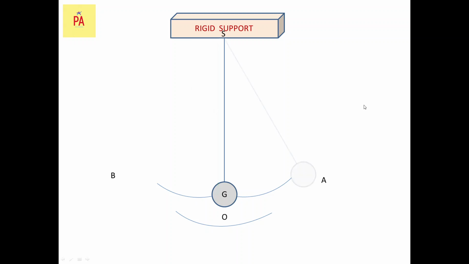Now, if it moves to the right side, that is A, that is the maximum displacement from position O to A. So this is your amplitude. That means the maximum displacement from the mean position. This position is called the mean position, where it rests without any external force, in free condition, when you have not given any force. From the mean position, the maximum displacement to either of these positions is called the amplitude.